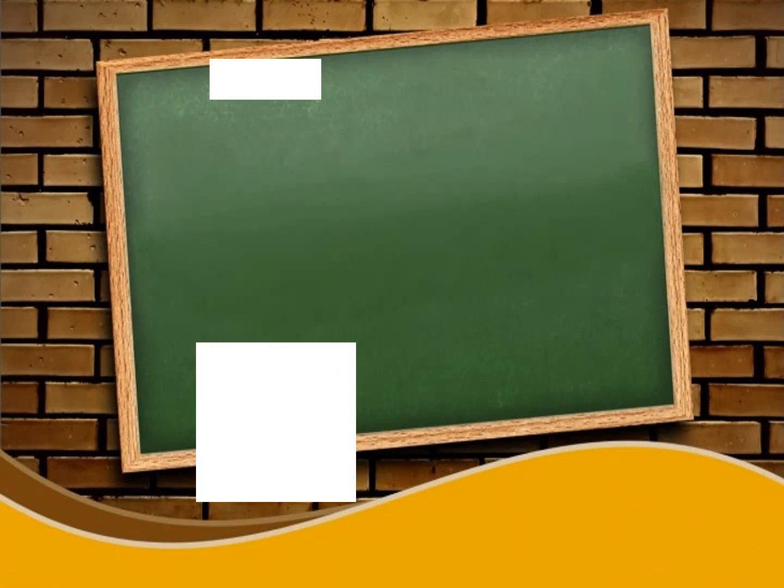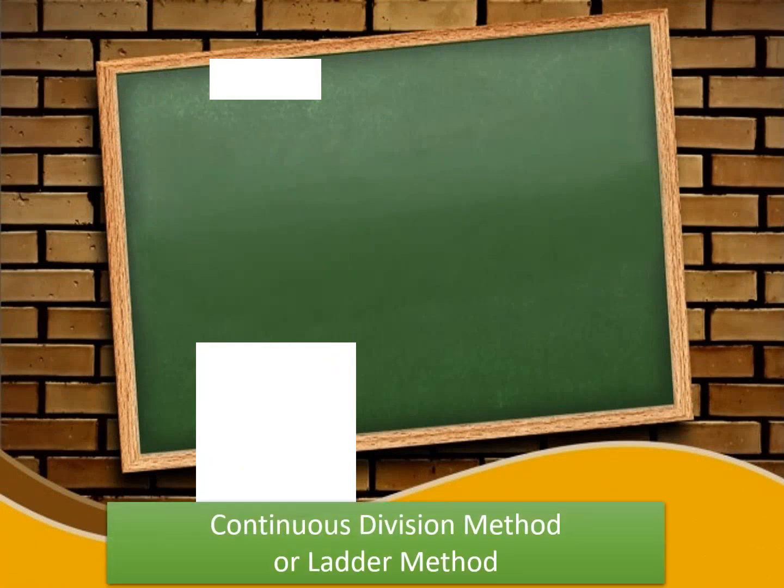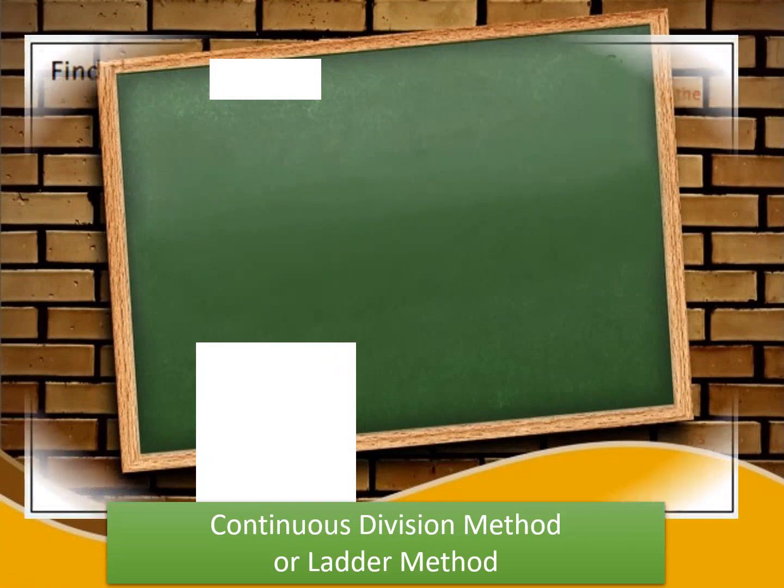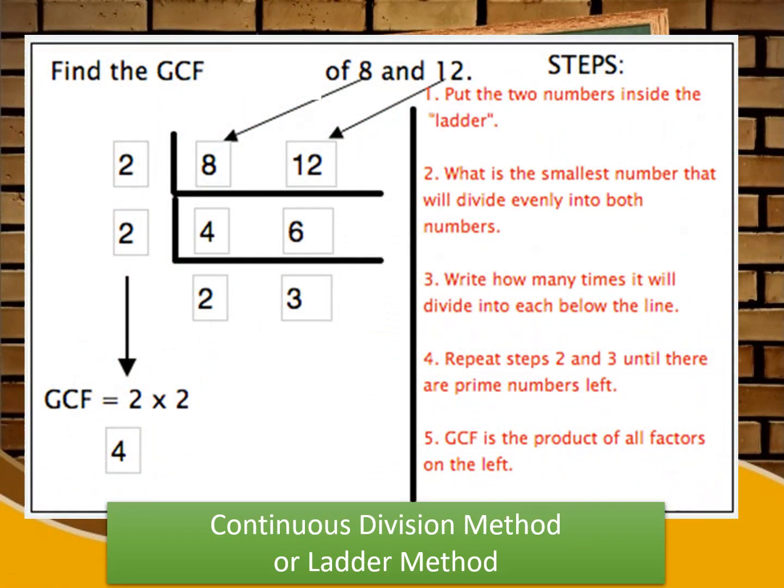For example, continuous division method or ladder method. Find the GCF of 8 and 12. Here, the given is 8 and 12. First step, put the two numbers inside the ladder. Here, this horizontal line is your ladder.